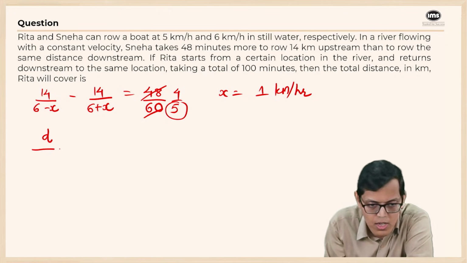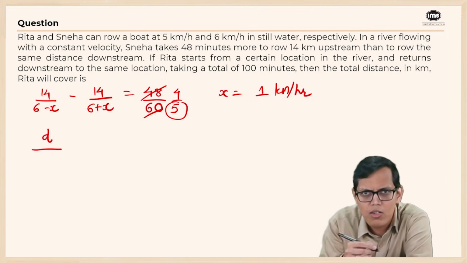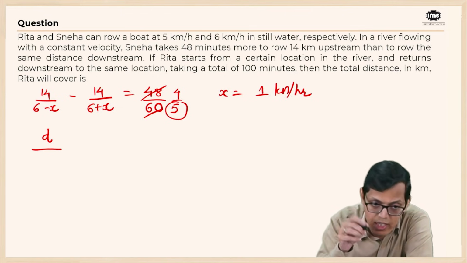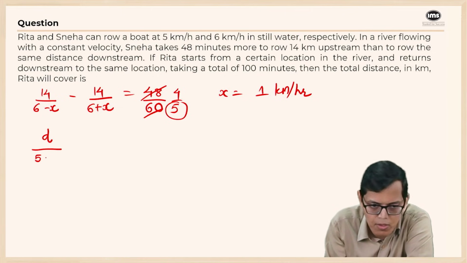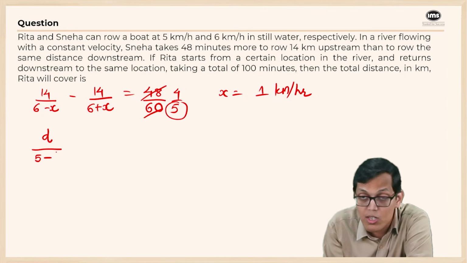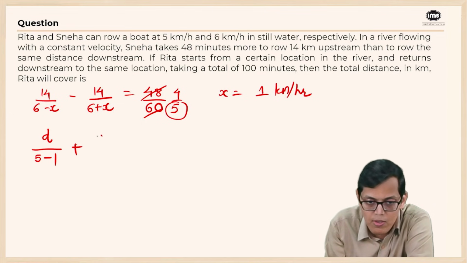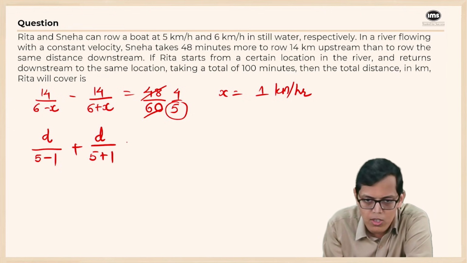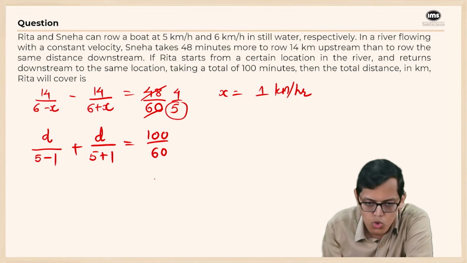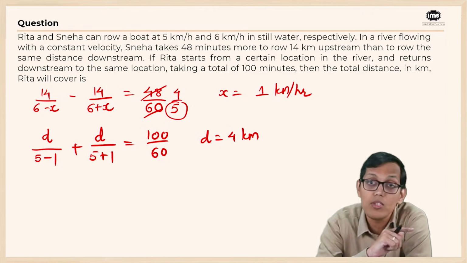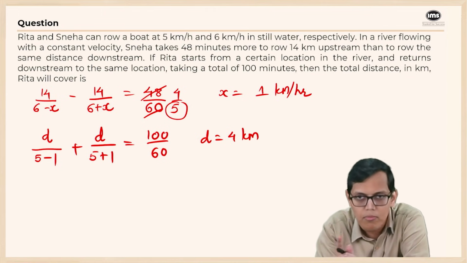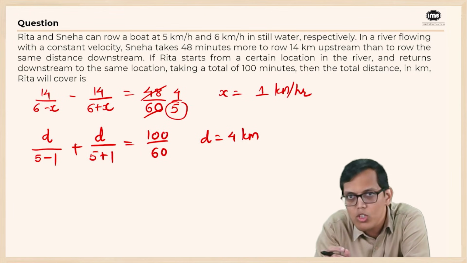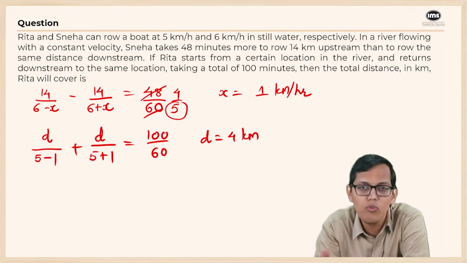So better I write d, that's the distance assumed by us, and that is going to be the answer as well, divided by, let me start with upstream first. So upstream speed of Rita should be Rita's speed minus river speed, which we now know is 1, plus distance divided by 5 plus 1, that is the downstream speed, should be equal to 100 minutes. Let me write 100 by 60. So when you solve this, you get d equal to 4 kilometers. What is that? That is the one-way journey. 4 kilometers upstream, 4 kilometers downstream. The question here was total distance in kilometers. That should be 4 plus 4, 8.